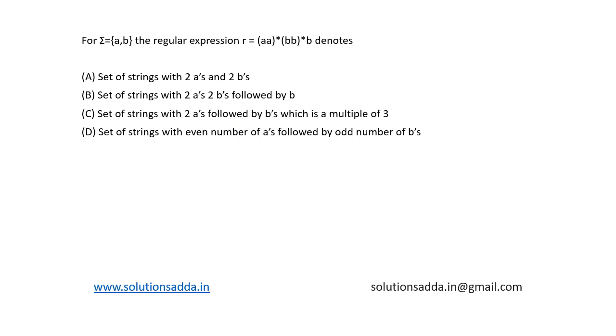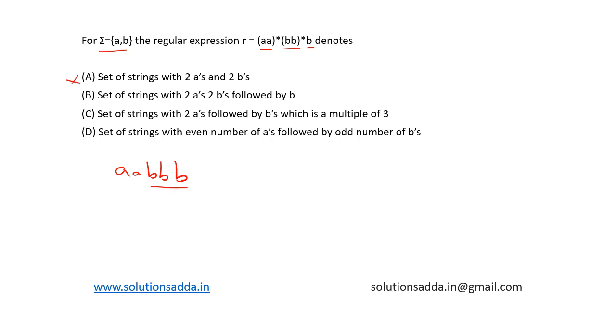This is a question from theory of computation. For sigma equal to {a, b}, the regular expression r equal to (aa)* followed by (bb)* followed by b denotes. Four options are given. Let's see each option one by one. Option A, set of strings with 2 a's and 2 b's. This is false. A counter example would be aa, bb, b. This is not a set of strings with 2 a's and 2 b's. We have actually 3 b's here.